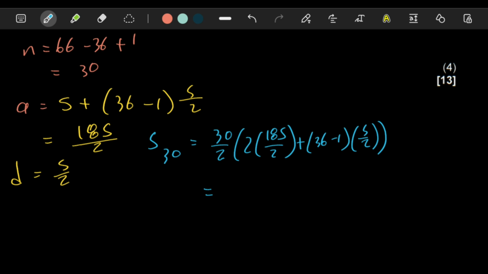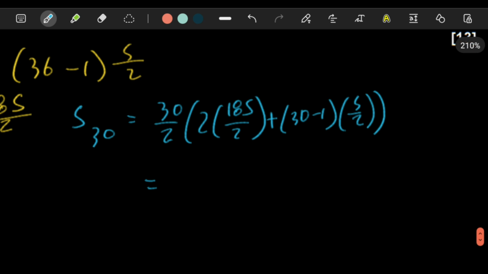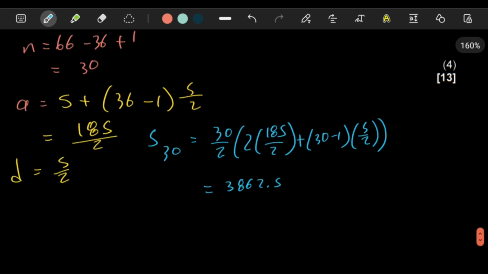Let's see what this gives us. Oh, made a mistake here. It's supposed to be 30. It's supposed to be 30. Let's see. In the calculator, all this is giving us 3,862.5. Nice. So this question was quite interesting.